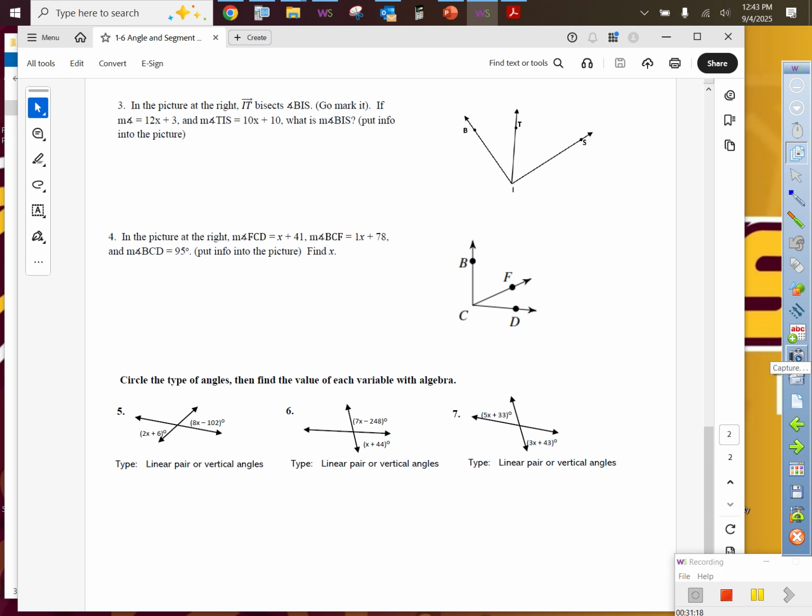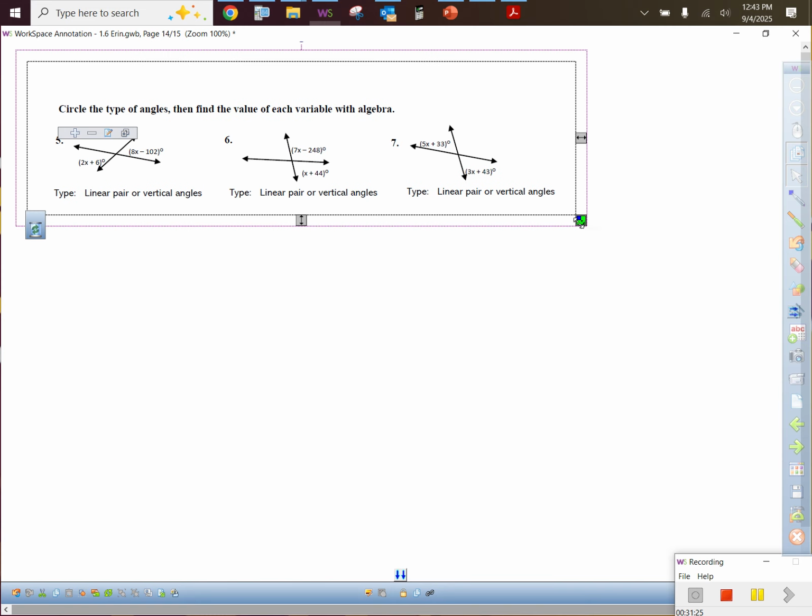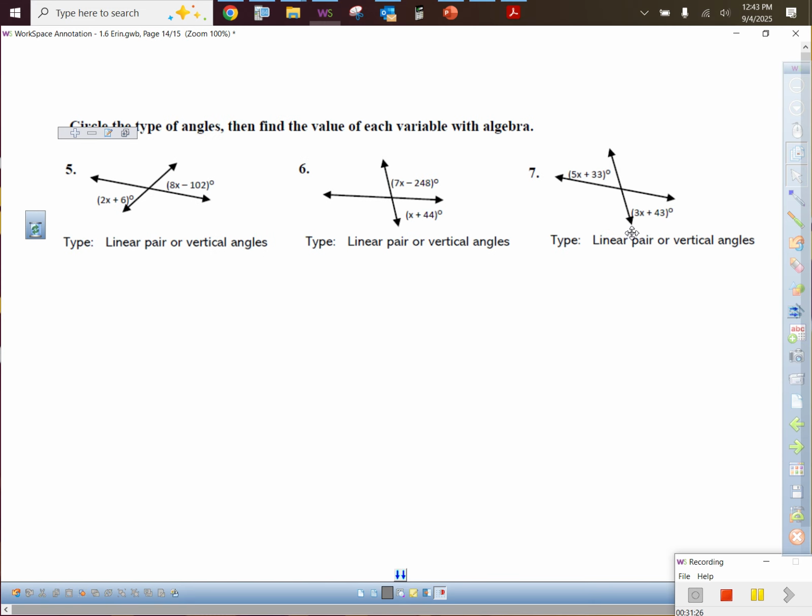Back here on the bottom, I want to kind of talk you through the first step. I want to add something. So let's do like number 5 together. Are we cool with that? I need you to circle one thing right here. They're giving us this. Are those linear pair or vertical angles? Talk with your table. Circle the correct response.